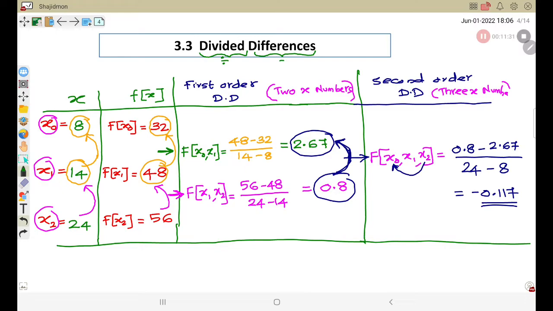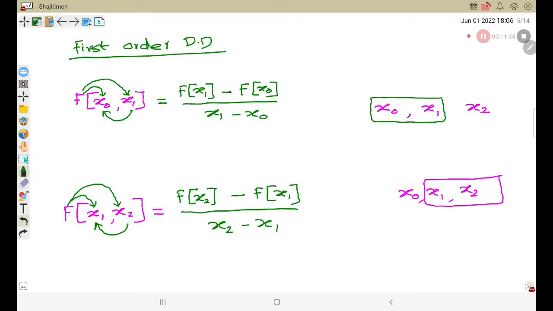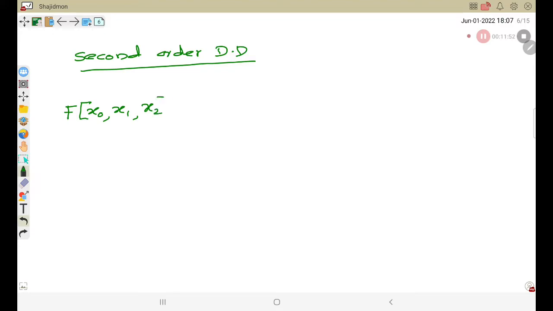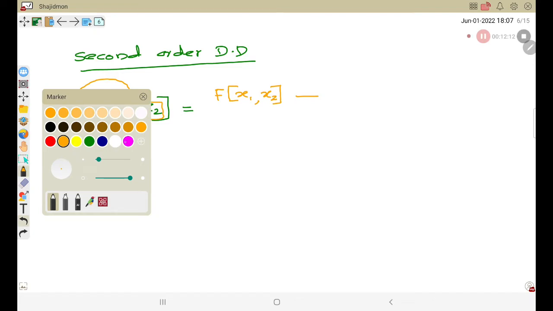So the first order divided difference takes 2 x numbers at a time, and then the second order divided difference. See, this is the first order. Now I will show the second order divided difference from the rule. How do we calculate the second order divided difference? For example, if you want to calculate f of x0 comma x1 comma x2, 3 numbers at a time, how we evaluate it is that first the f value at the last 2 numbers, that means f of x1 comma x2, minus the f value at the first 2 numbers.